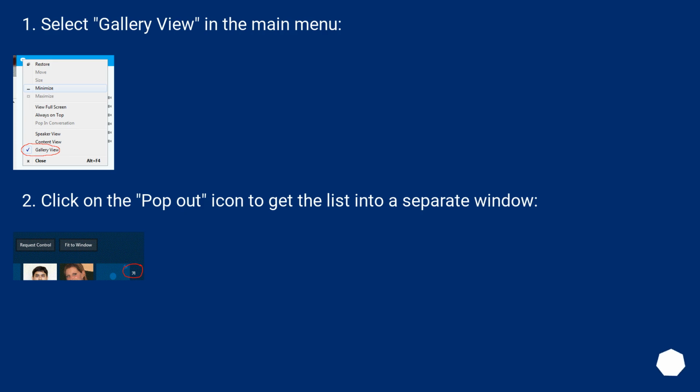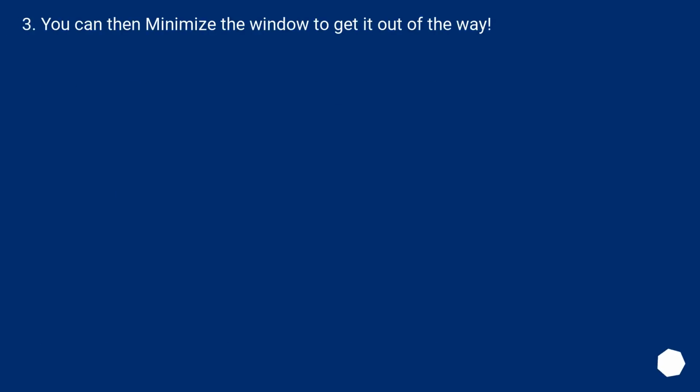Select Gallery View in the main menu. Click on the pop-out icon to get the list into a separate window. You can then minimize the window to get it out of the way.